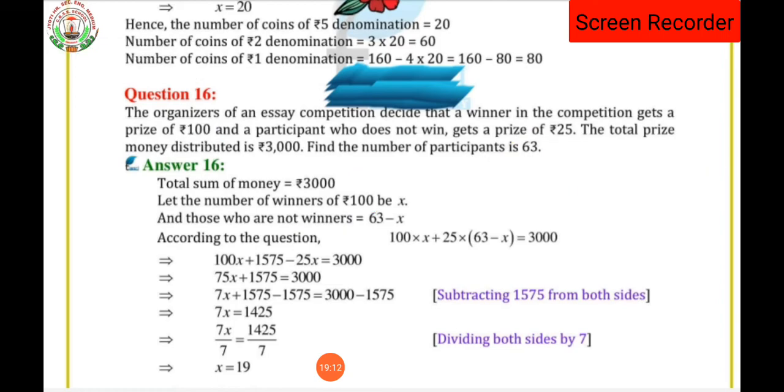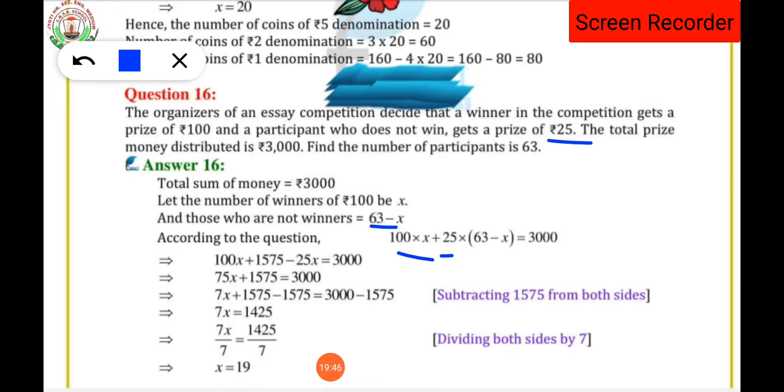Have you understood up to here? Then according to the question, 100x plus 25 into... 100 rupees is for the winner, and how many are winners? x are winners. Then where does plus 25 come from? From the question, those who did not win get 25 rupees. How many did not win? 63 minus x did not win. So the equation is 100x plus 25 into 63 minus x is equal to 3000.